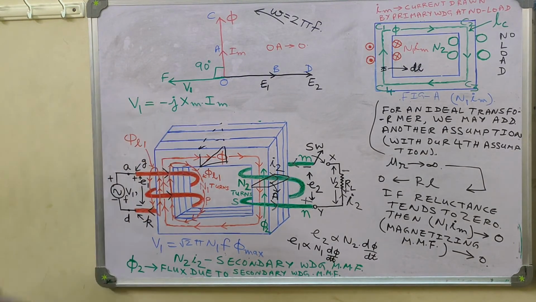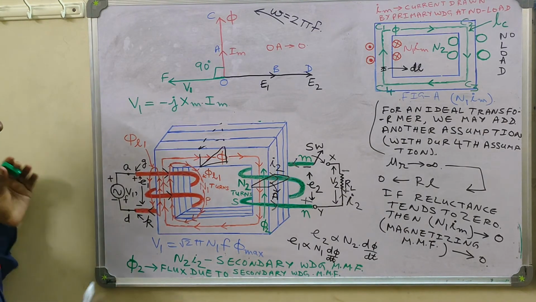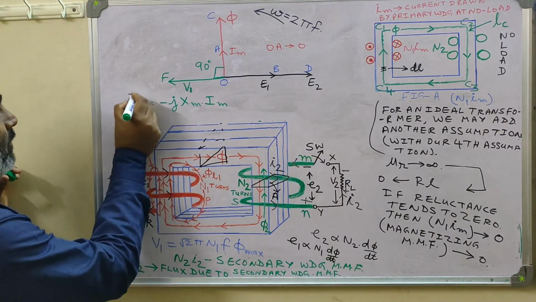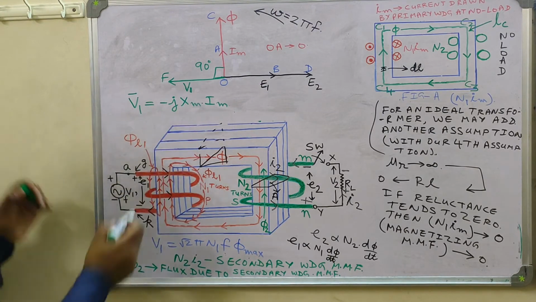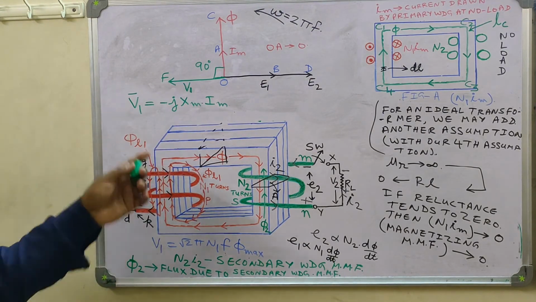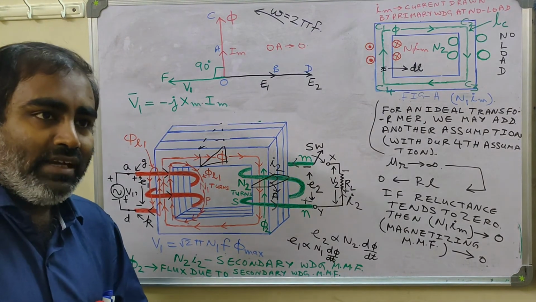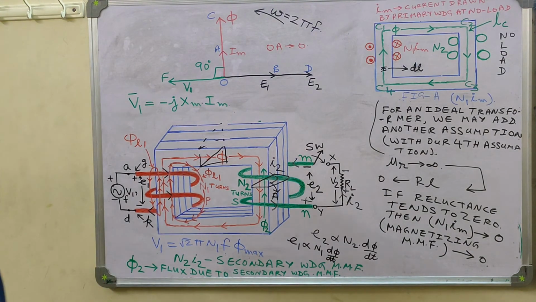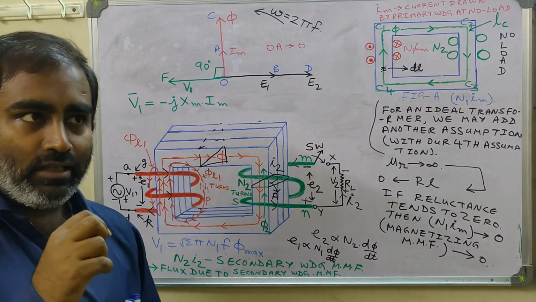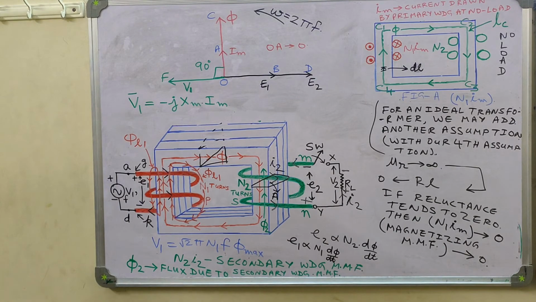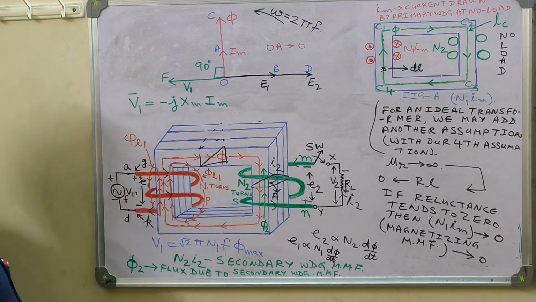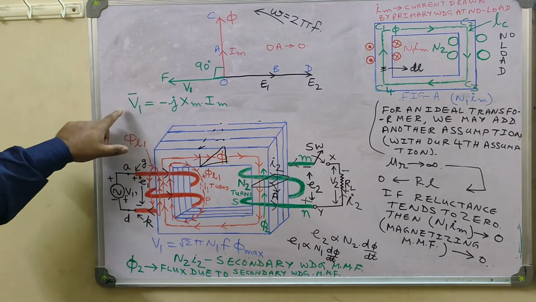Why is this minus J there? This minus J is there to indicate that the magnetizing current is lagging the applied voltage by 90 degree. Minus J means a lag of 90 degree. So that's why this minus sign is there. A lag of 90 degree is indicated over here.